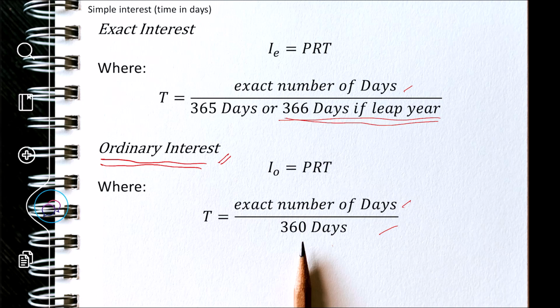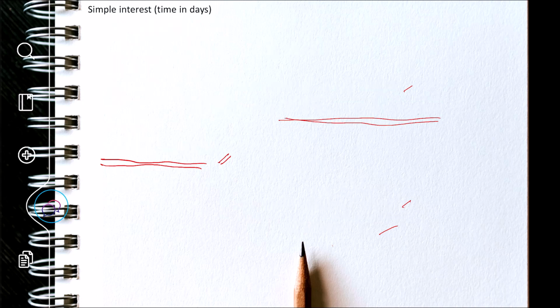Once again, ulitin ko po. Kapag ang given na time is nasa days, tapos wala pong naka-specify doon kung anong gagamitin natin, kung exact interest ba or ordinary, ang gagamitin niyo po is ordinary. Kasi ang ordinary interest is tinatawag din na banker's note. Kaya mas madalas po siyang ginagamit. Okay. Now, burahin muna natin yung mga sulat.